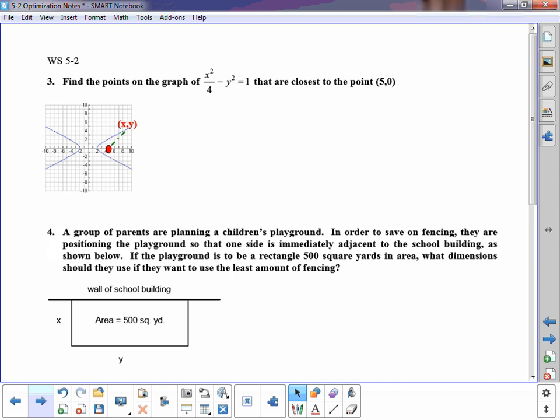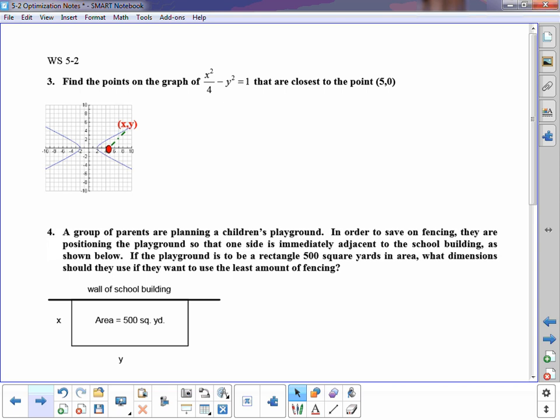Alright, so it says find the points on the graph that are closest to the point 50. What are we trying to do? Maximize or minimize? We want to find that which is closest to the point 50. So what are we doing? Minimizing, and what are we minimizing? The distance, right? We're minimizing how far away it is. We want it to be closest. So I'm minimizing the distance from 50 to any point along here.